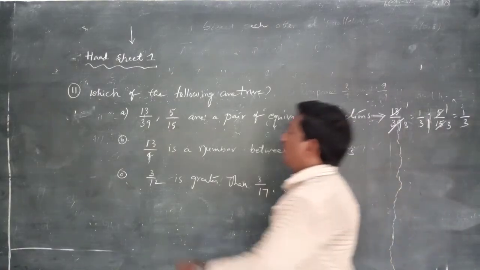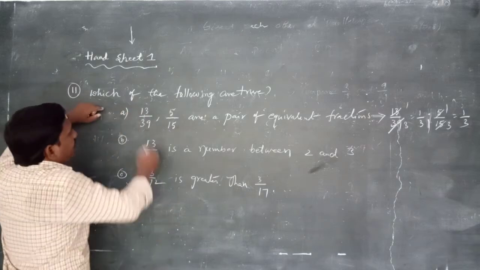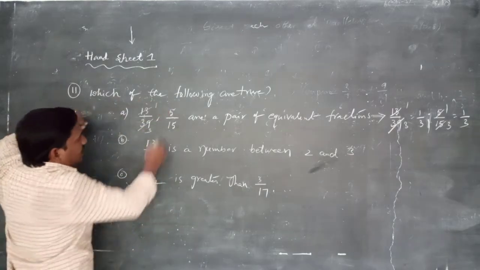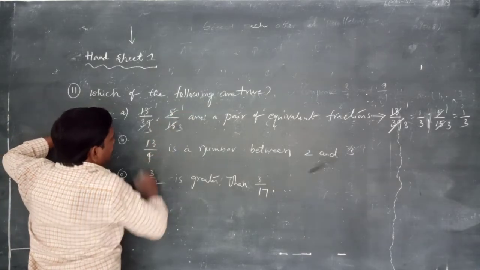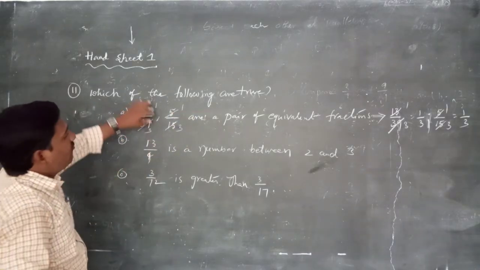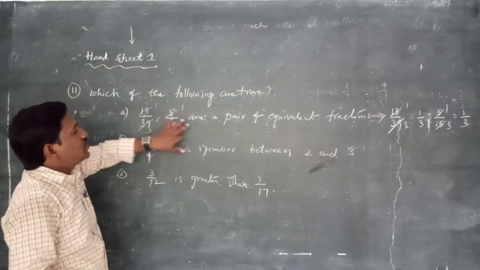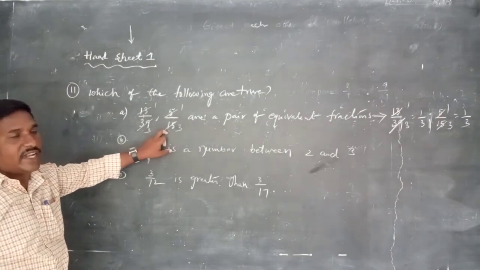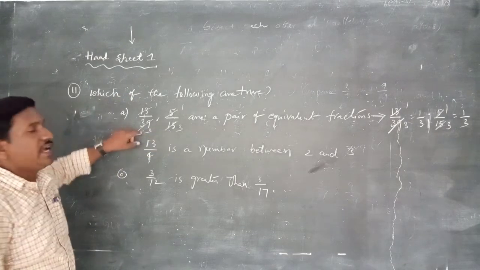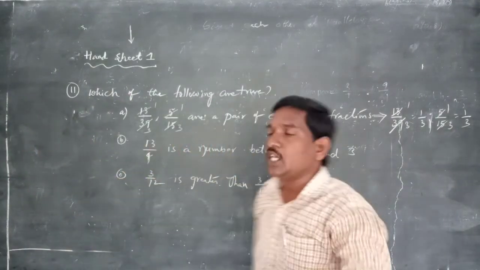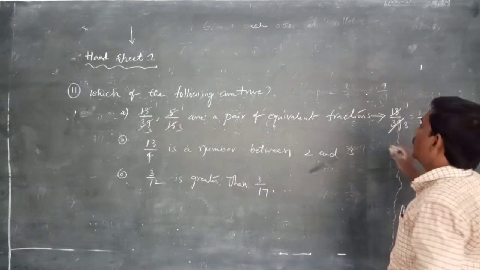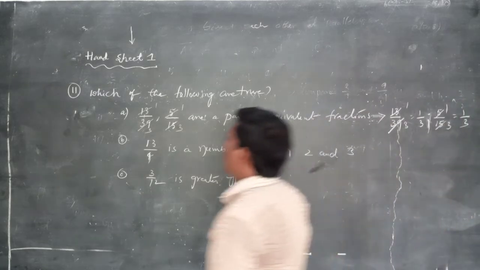So observe the fractions 1 by 3 and 1 by 3. So can we say 13 by 39, 5 by 15 are equivalent fractions? Yes, 13 by 39 and 5 by 15 are equivalent fractions. Equivalent fractions mean the fractions have the same value. So first, A is true.